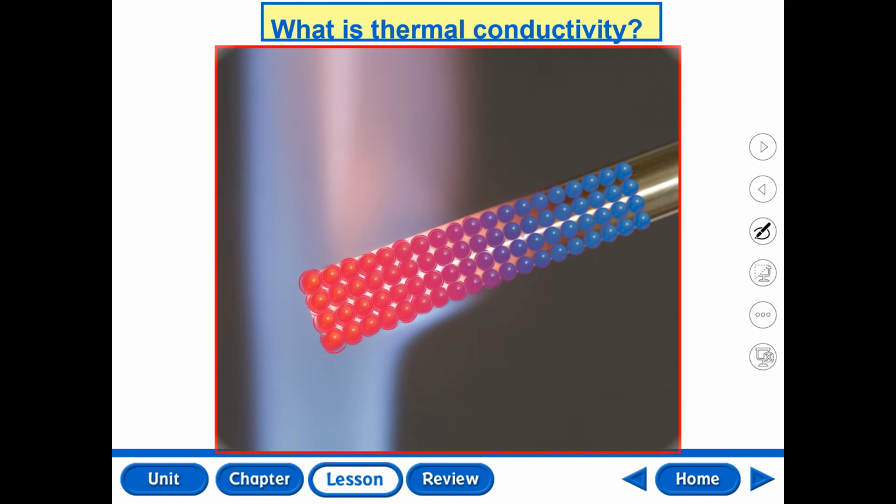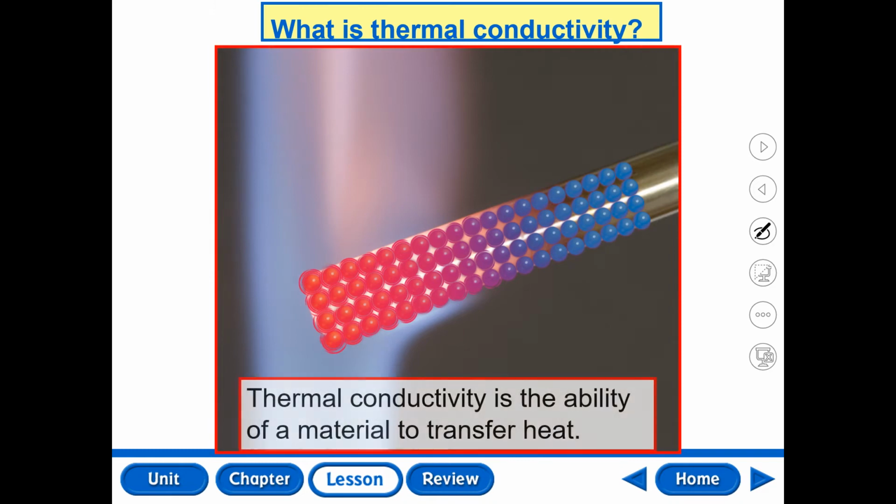And what is thermal conductivity? Thermal conductivity is the ability of a material to transfer heat. Look at this: the red color generally means the hot object, and the blue color means the cold object.